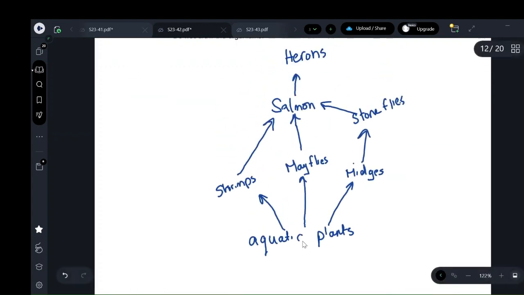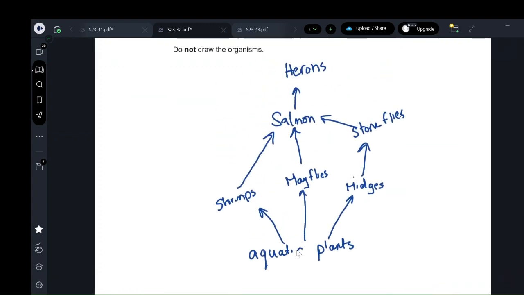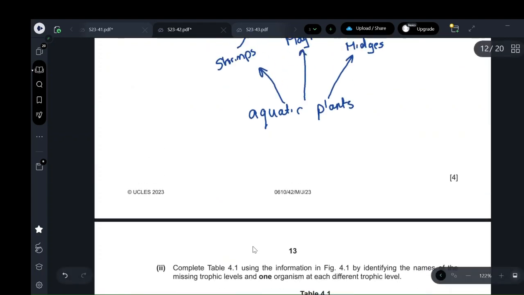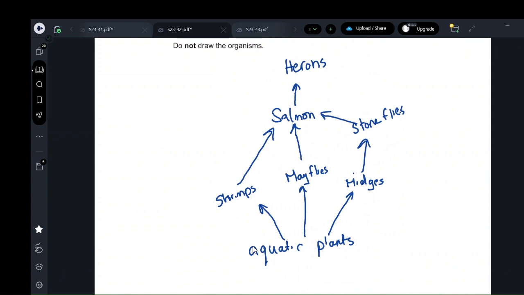Tertiary consumer can be the salmon if I follow this food chain: midges, stoneflies, then salmon. So here it is the quaternary consumer, or it can be the herons. Aquatic plant, shrimps, salmon, herons. So it can be herons, quaternary consumer. Tertiary consumer, sorry. Tertiary from here: aquatic plants, mayflies, salmon, herons. This is a tertiary consumer, if I follow this food chain.